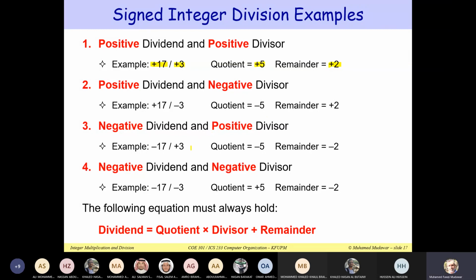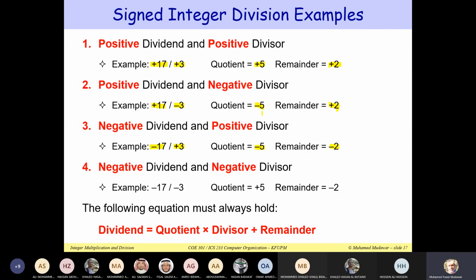Now, suppose I would like to divide a positive by a negative. The quotient must be negative. If one of them is positive and the other is negative, or vice versa, let us say negative 17 divided by plus 3, you get a negative quotient. It does not really matter which one is negative. But how about the sign of the remainder? The sign of the remainder is the same as the sign of the dividend. Here I had plus 17, so I got plus 2 as a remainder. Here I have negative 17, so I will have negative 2 as a remainder.